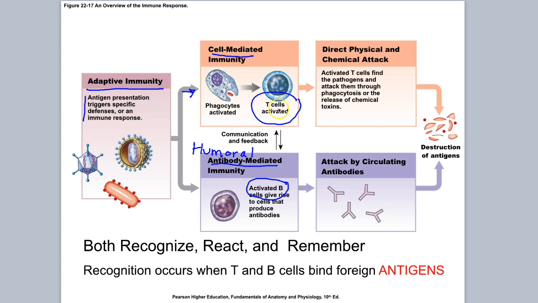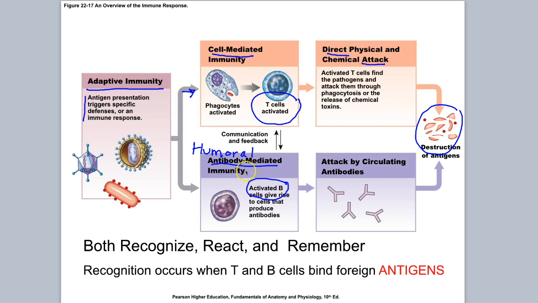This involves the T cells. The T cells will directly attack the foreign cells and any infected host cells that we have. So this involves the T cells actually directly removing and destroying. Here we have destruction of the pathogen. We're actually removing and destroying the pathogen.